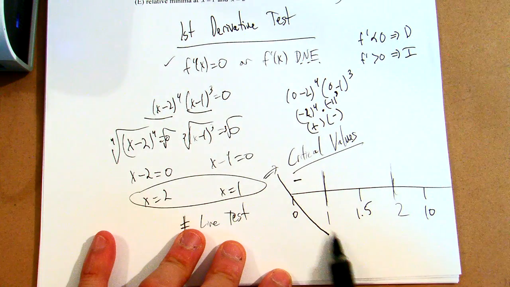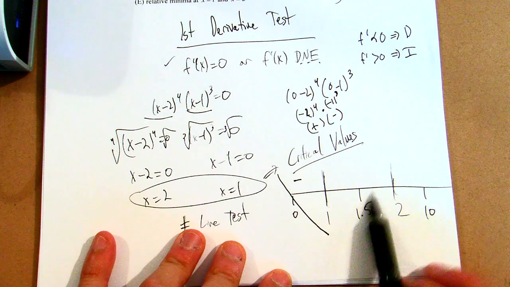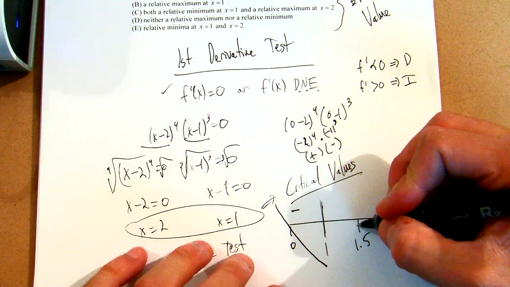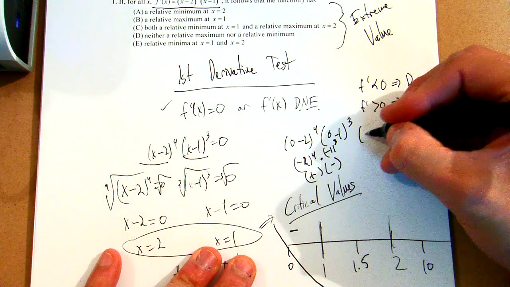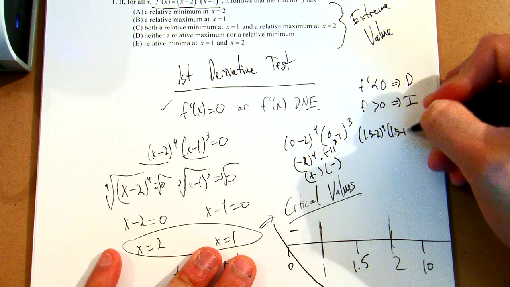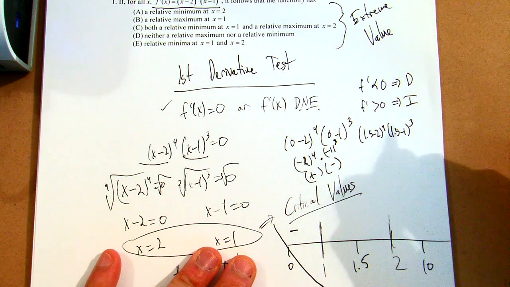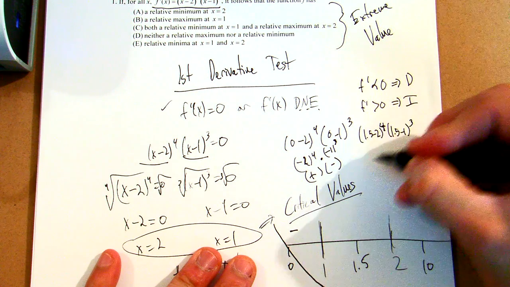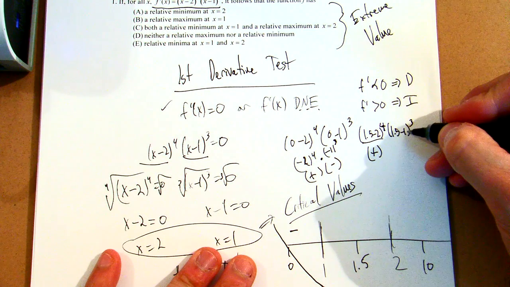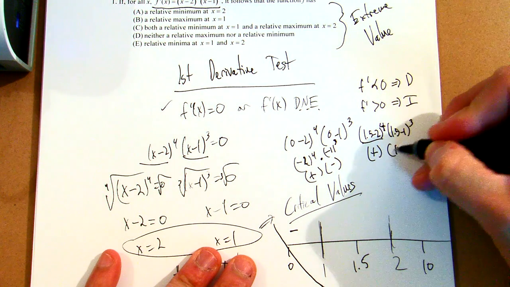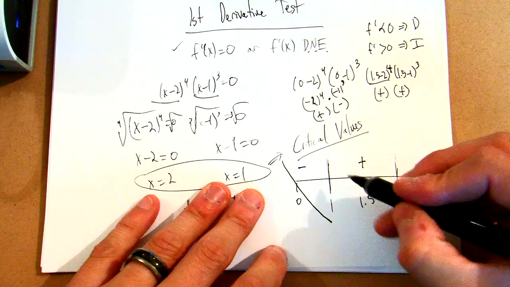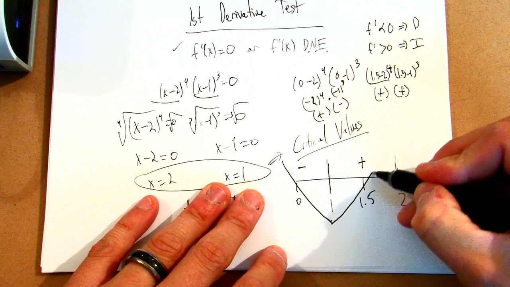Now don't assume just because it's decreasing here that it will increase. You have to check. Maybe it's just going to decrease again. So we're going to plug 1.5 into the first derivative: (1.5 minus 2) to the fourth times (1.5 minus 1) cubed. Remember, we're just looking for the sign. Anything to an even power is positive, so this is always going to be positive. And 1.5 minus 1 is positive, and positive cubed is positive, so positive times a positive is a positive. So after here, it increases.